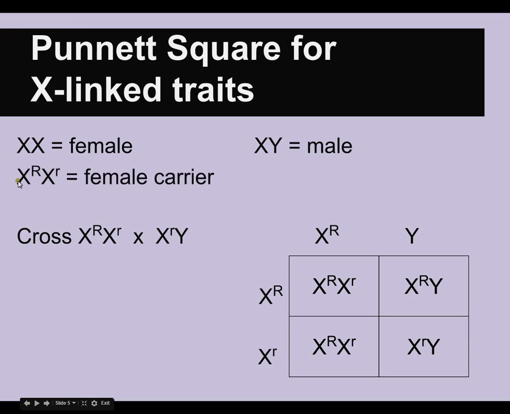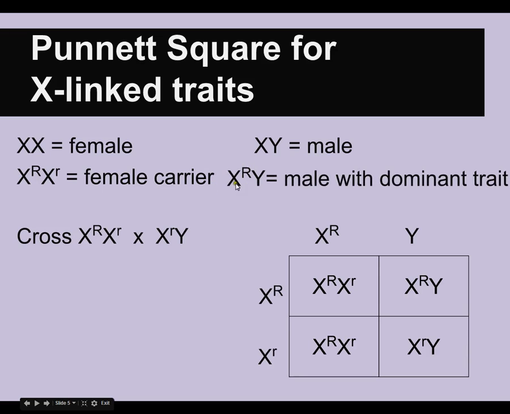How we indicate whether that chromosome carries the recessive trait or the dominant trait is we put a little capital R or a little lowercase r on there to show whether the X chromosome carries the recessive trait or the dominant trait. So this female would be considered a carrier because she has one recessive trait and one dominant. She's going to show the dominant phenotype, so she may not even know that she's a carrier.